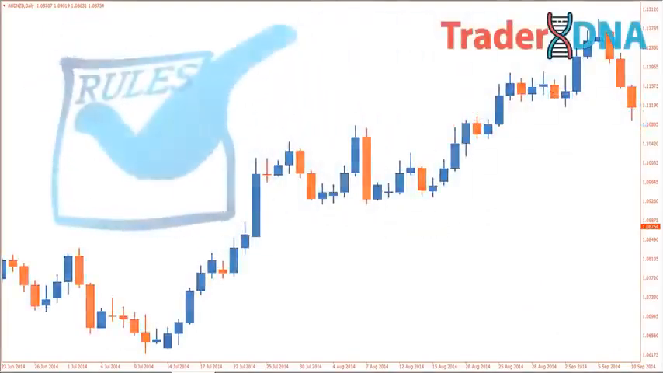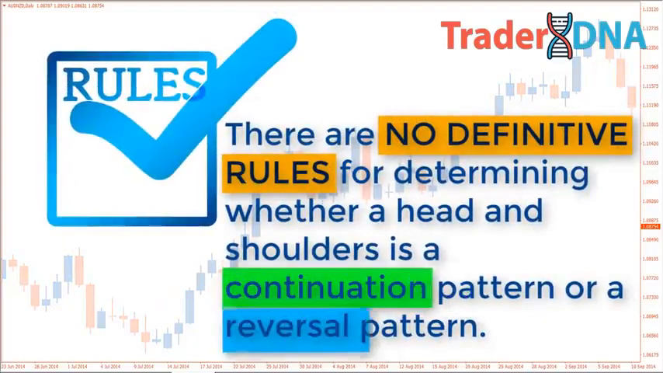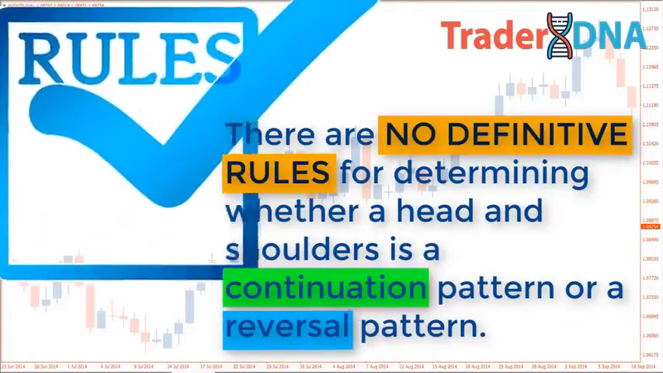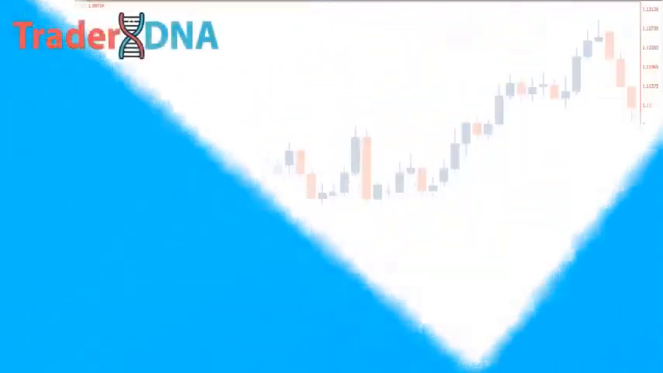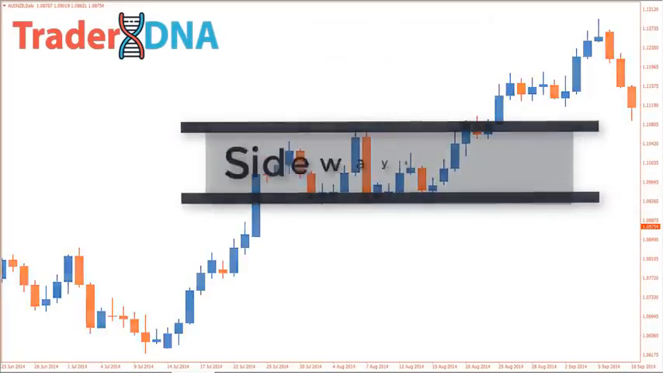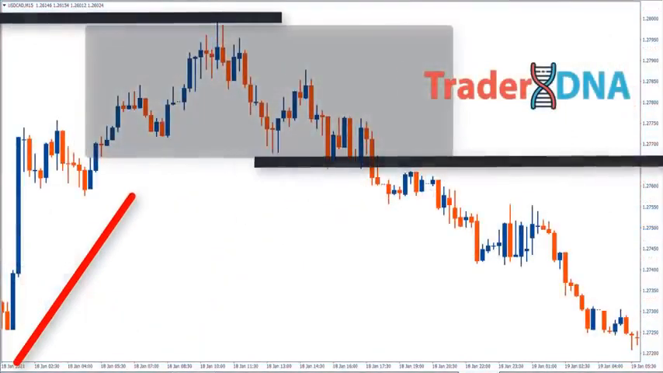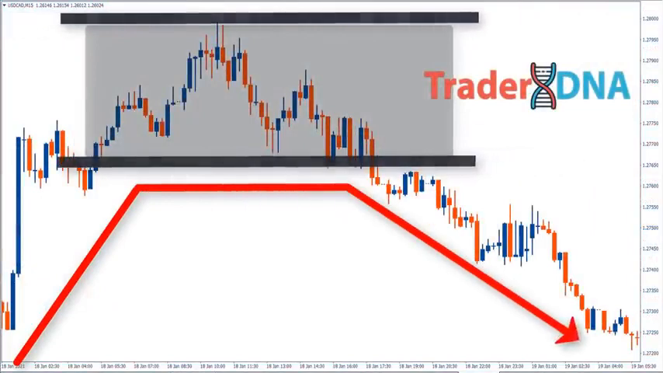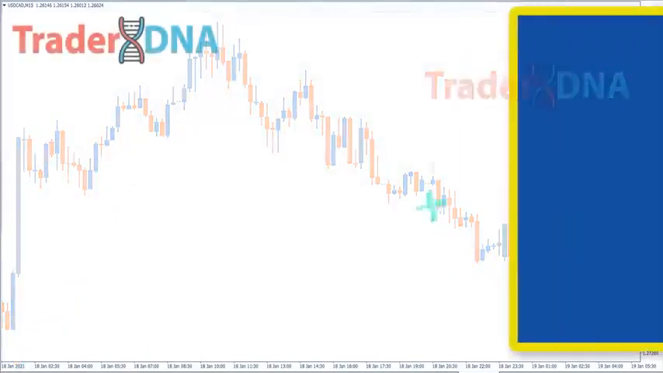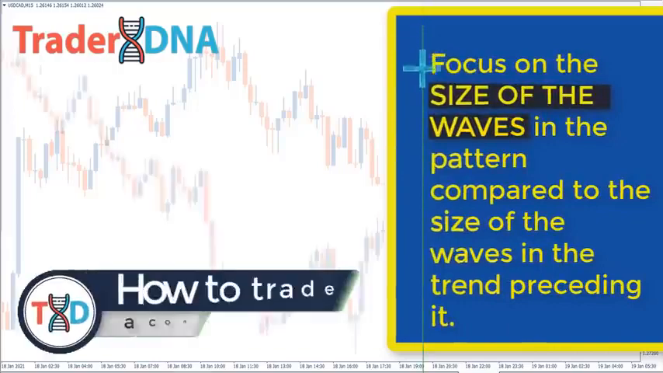Trading rules. There are no definitive rules for determining whether a head and shoulders is a continuation pattern or a reversal pattern. But in my experience, continuation patterns appear small relative to the price moves around them. The entire continuation pattern is more of just a sideways period where the market takes a bit of a rest from the current trend, but then the trend continues. A reversal pattern is larger and more forceful. It shows an overall transition from uptrend to downtrend, or vice versa. Focus on the size of the waves in the pattern compared to the size of the waves in the trend preceding it.